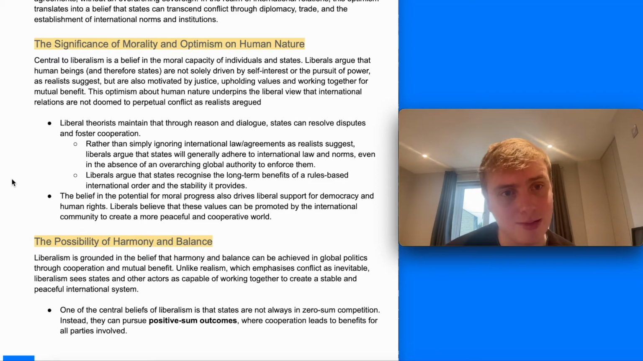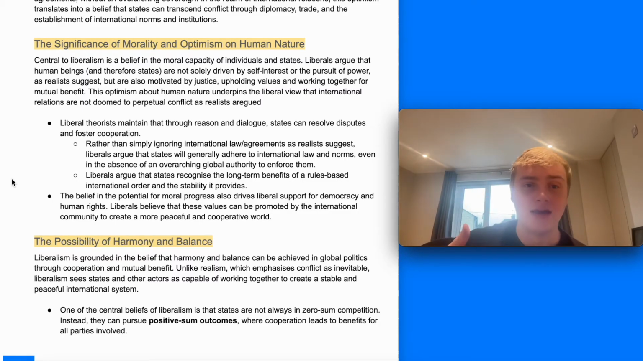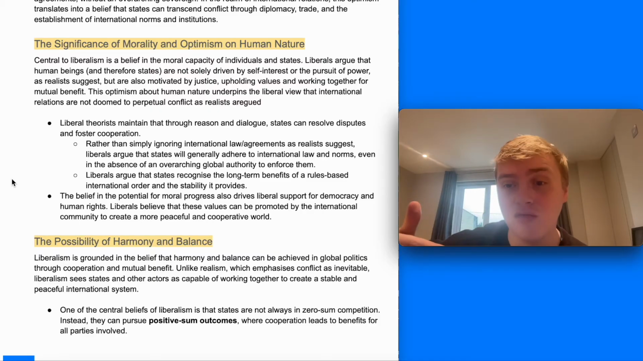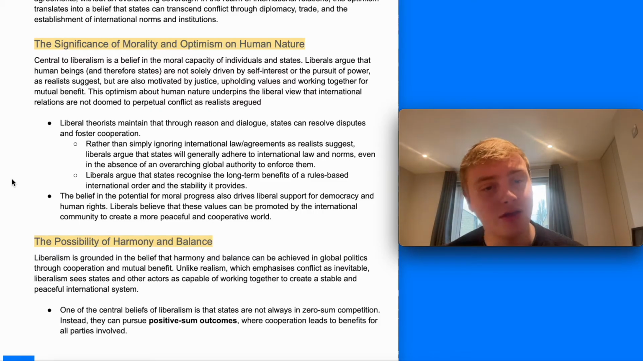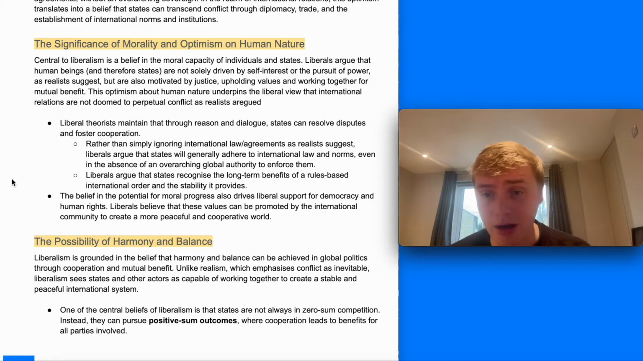And this optimism about human nature underpins a liberal view that international relations aren't doomed to perpetual conflict, as realists argued. So they maintain that through reason and dialogue, states can resolve disputes. It doesn't always lead to war. They don't believe in the inevitability of war like realists argue. Instead, states can cooperate, solve disputes, and also work together.